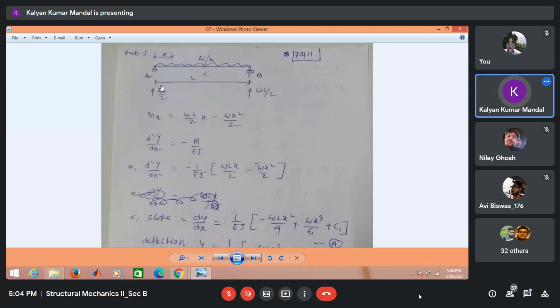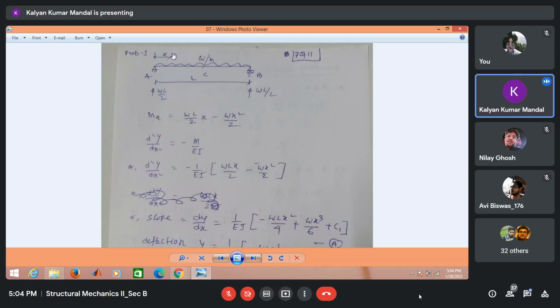Now, we have this moment curvature relationship, that is d2y dx2 is equal to minus M by EI. That is, d2y is related to the bending moment. We need to find out the expression for the bending moment first. For this, at point A or point B, the vertical reaction force is WL by 2, and the direction is vertically upward.